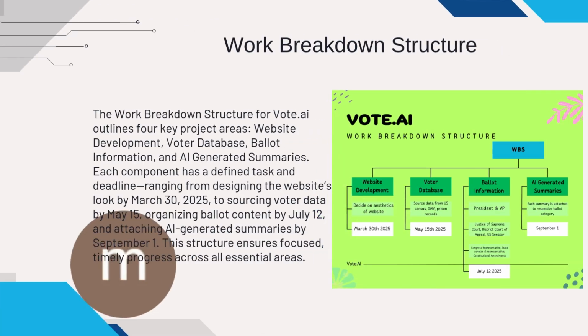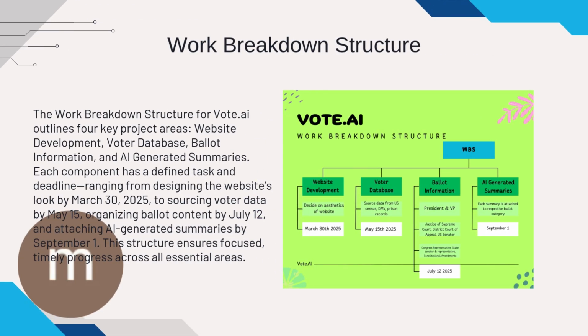Work breakdown structure. We structure Vote.AI's development using a work breakdown structure, which focuses on four critical areas: website development, the voter database, ballot information integration, and AI generated summaries.